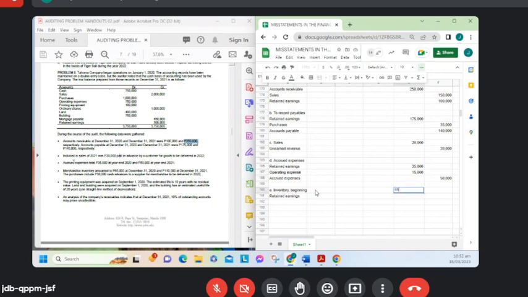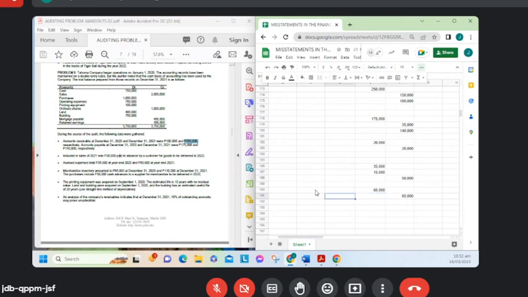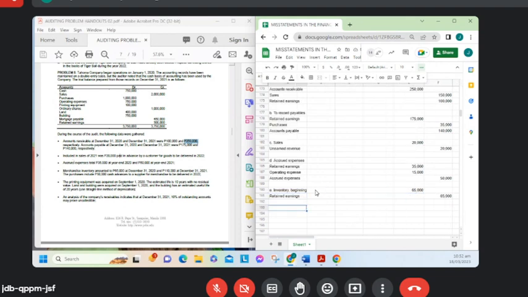Amounting to 65,000 pesos. Then next entry is the ending inventory naman, no? Inventory, ending, amounting to, and cost of sales. So understated ang ending inventory. So ibig sabihin overstated ang cost of sales by 110,000 pesos.